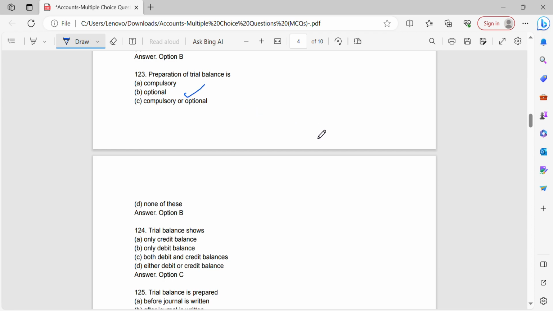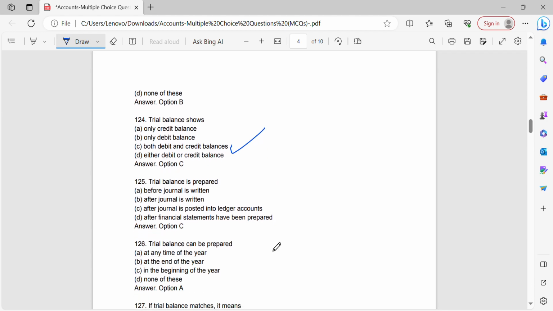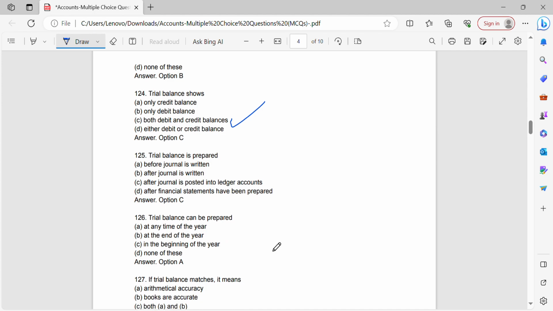The next question is trial balance shows option A only credit balance, option B only debit balance, option C both debit and credit balance, option D either debit or credit balance. The answer to the question is option C, both debit and credit balances. Trial balance is prepared before journal is written, after journal is written, after journal is posted into ledger accounts, after financial statements have been prepared. The answer is C, after journal is posted into ledger accounts.